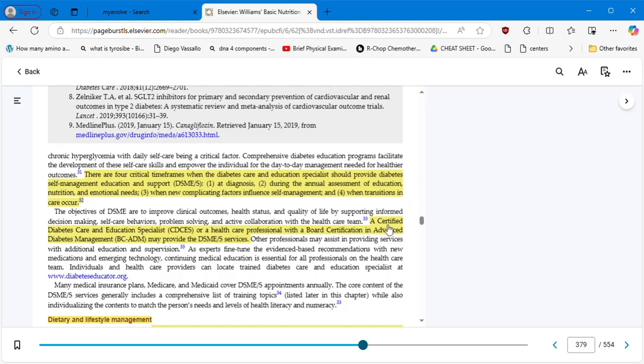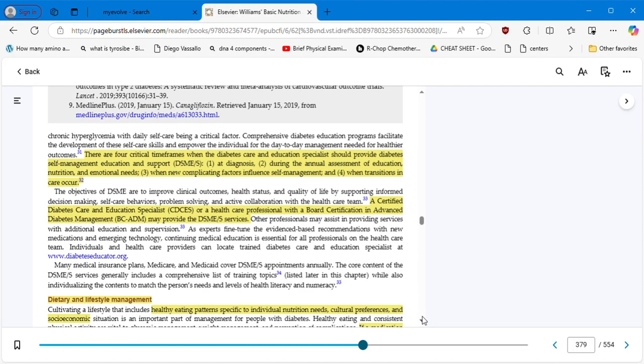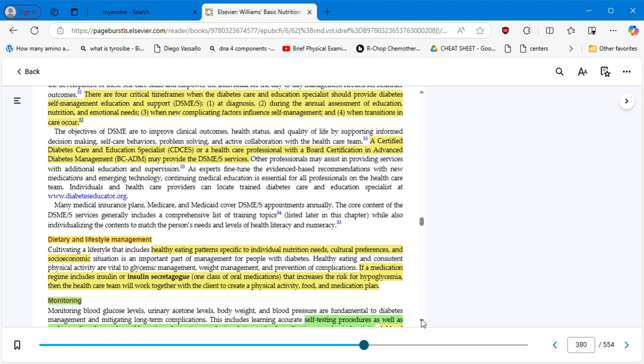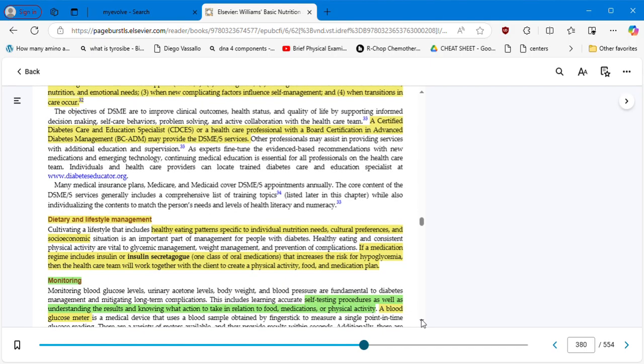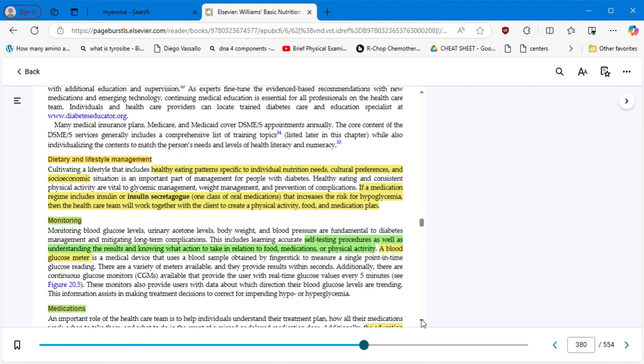A certified diabetes care and education specialist, or a healthcare professional with a board certification in advanced diabetes management, may provide the diabetes self-management education services, right? So sometimes in the clinics, you don't have this special person, this professional with all these credentials and certifications. So basically your provider is the one prescribing, and in 15 or 10 minutes of the provider appointment, they don't have time to go extensively and educate the patient.